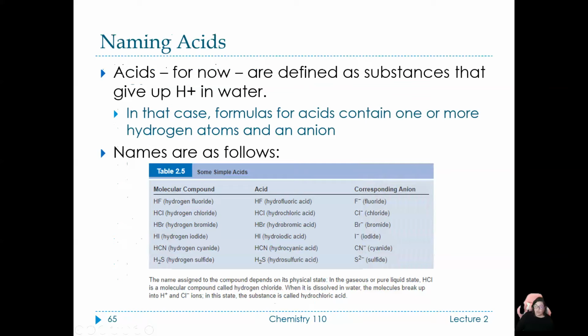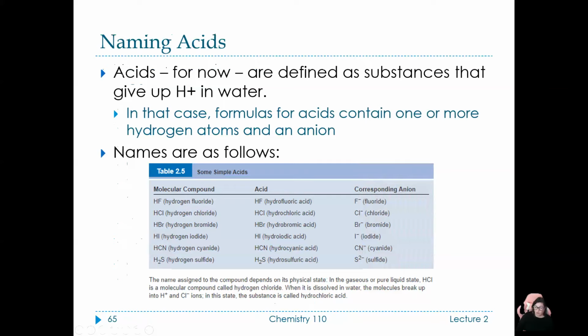This is the acid part. Acids for now are identified as substances that give off H+ in water. In that case, formulas for acids contain one or more hydrogen atoms and an anion. Names are as follows. Hydrogen fluoride, HF. HF is hydrofluoric acid. Corresponding anion is fluoride.